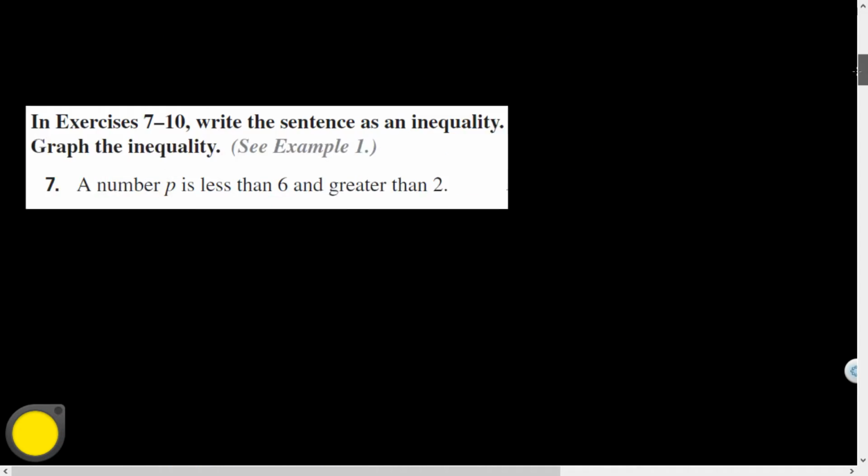All right, good. Question 7. A number p is less than 6 and greater than 2. So I see the AND logic there at play. P is less than 6 and P is greater than 2. There was the AND logic, so I'm going to write this least to greatest. 2 is less than P is less than 6. Right there. Let's check this next one out.